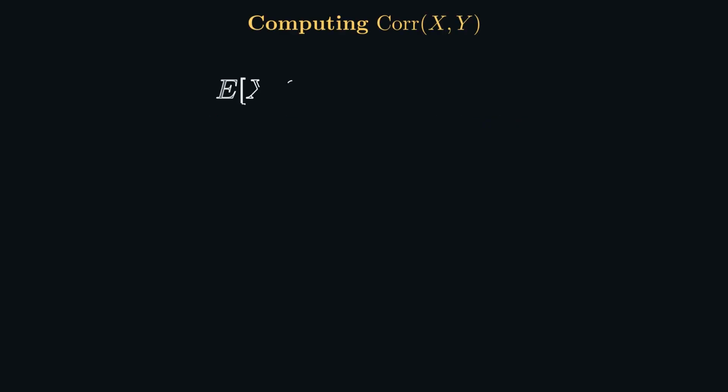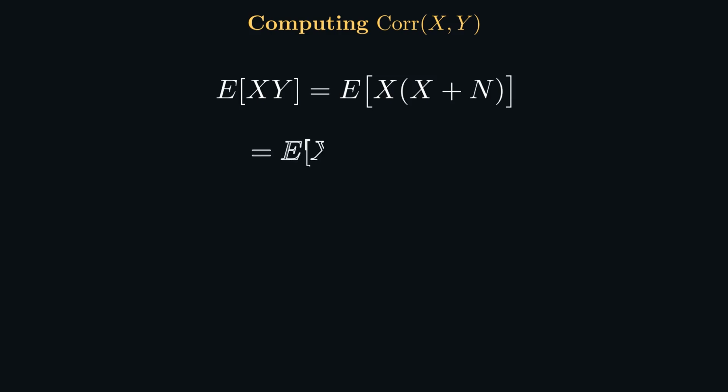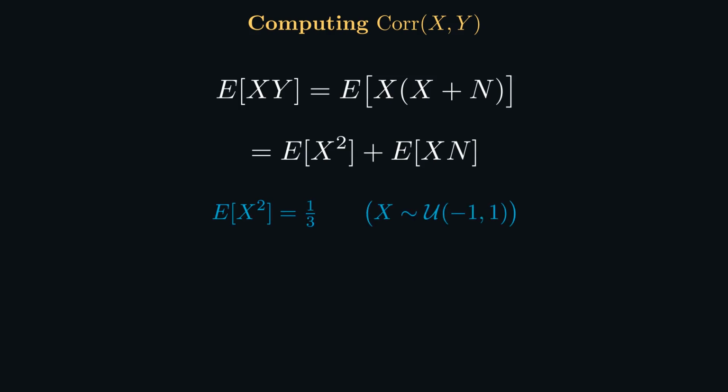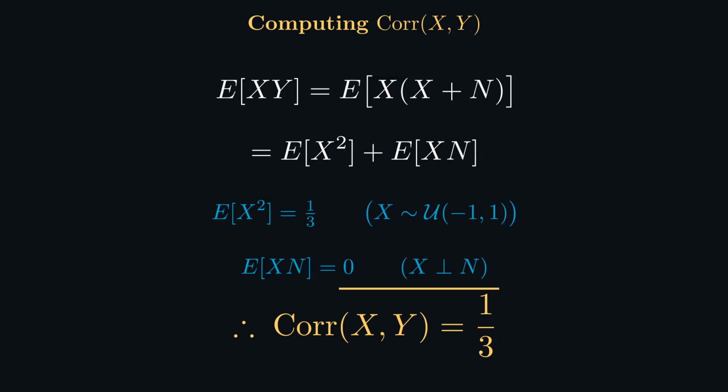Computing the correlation of X and Y, E[XY] equals E[X(X + N)]. Expanding, E[X²] + E[XN]. For X uniform between -1 and 1, the second moment E[X²] equals 1/3. You can verify: integrate x² from -1 to +1, divide by 2. The cross term E[XN] equals 0 by independence. Therefore, the correlation of X and Y equals 1/3.